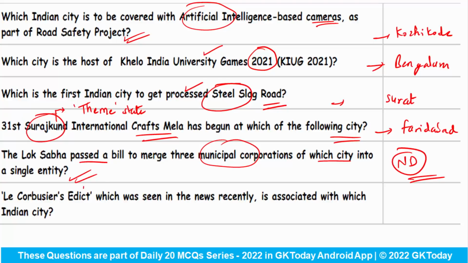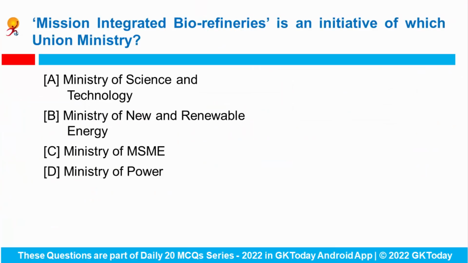Le Corbusier's edict, which was seen in the news recently, is associated with which Indian city? It is related to Chandigarh. Right? Next question. Mission Integrated Biorefineries is an initiative of which union ministry? So Union Minister for Science and Technology, Dr. Jitendra Singh, launched the Mission Integrated Biorefineries. Why? To accelerate innovation for renewable fuels and chemicals for a low carbon future.